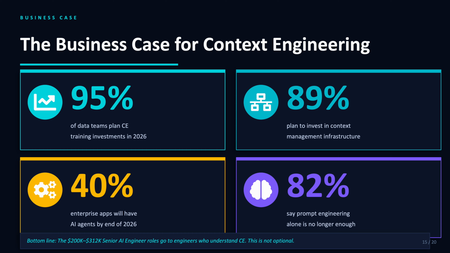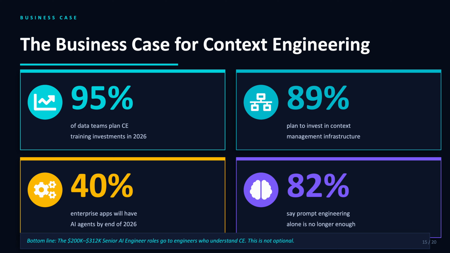40% of enterprise applications will embed AI agents by end of 2026, per Gartner. That's up from under 5% in 2025, an 8-fold increase in 1 year. Every one of those deployments needs context engineering to work reliably in production. And 82%, back to this number, say prompt engineering alone is no longer sufficient. That's not a fringe opinion. That's the majority of technical leaders in organizations that are actually shipping AI systems.